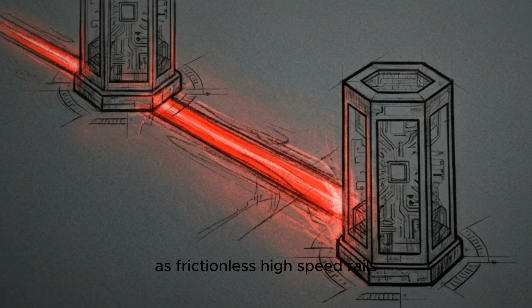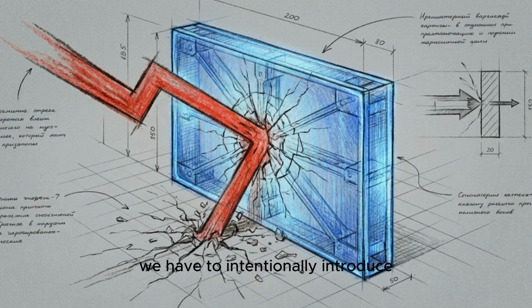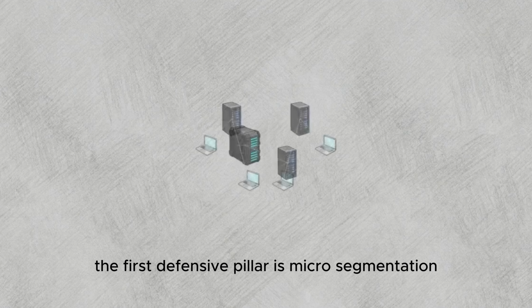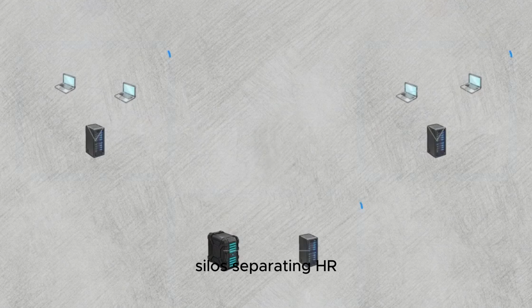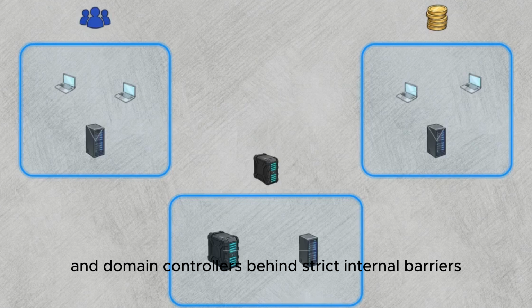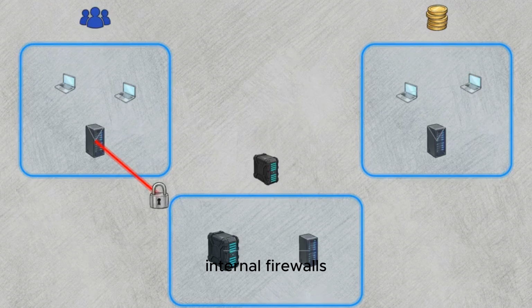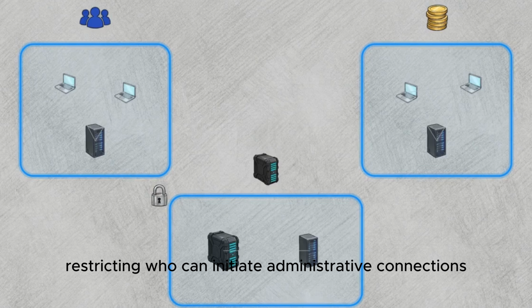The core vulnerability of a flat network is that it allows these native protocols to function as frictionless, high-speed rails for threat actors. To break these lateral attack paths, we have to intentionally introduce internal network friction. The first defensive pillar is microsegmentation. This means breaking the environment apart into distinct silos, separating HR, finance, and domain controllers behind strict internal barriers. Internal firewalls must govern the corridors between these silos, restricting who can initiate administrative connections.